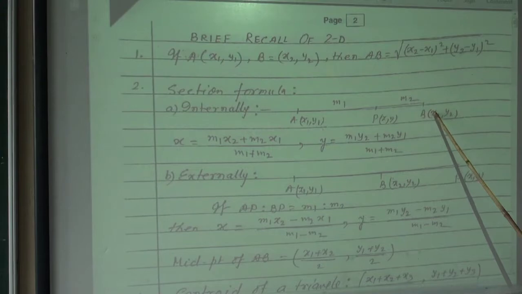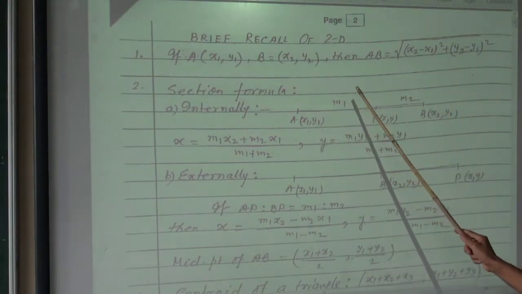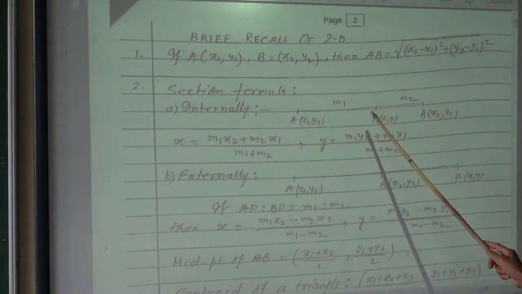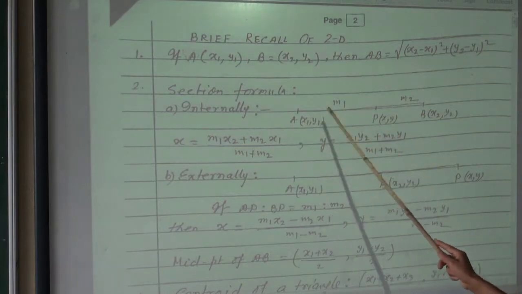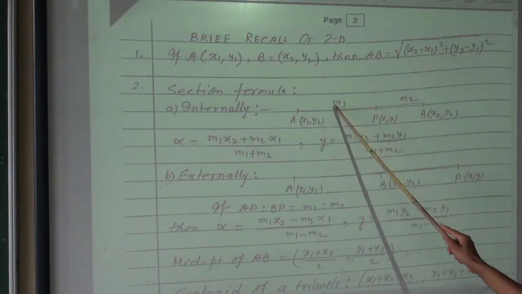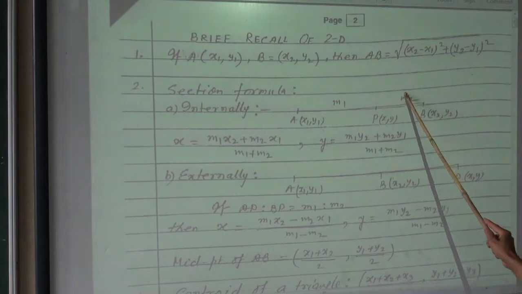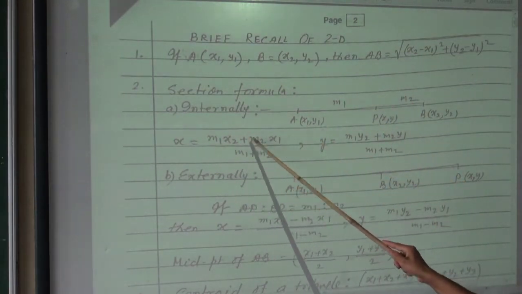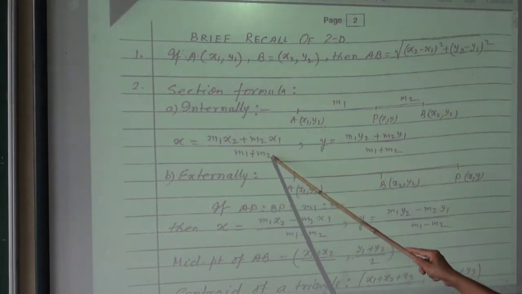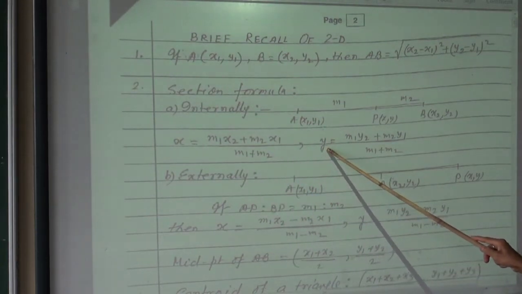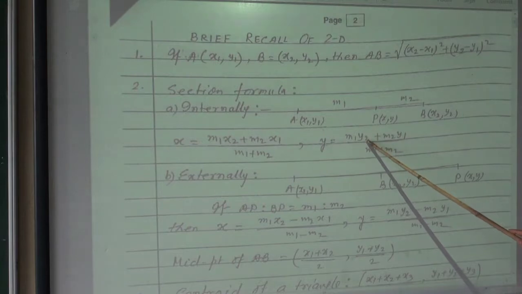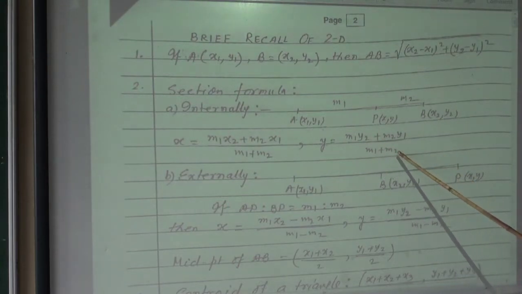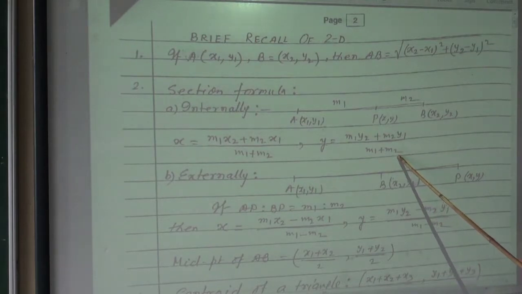This side all 2, this side all 1. So what will be the value of x and y? x is equal to crosswise, m1 x2 plus m2 x1, over m1 plus m2. Same way y value, m1 y2 plus m2 y1 over m1 plus m2. Instead of m and n, I have written m1 and m2. This is section formula. This is internally.